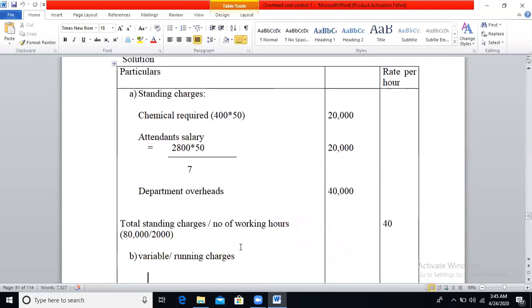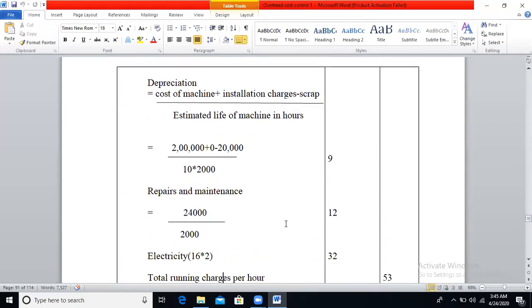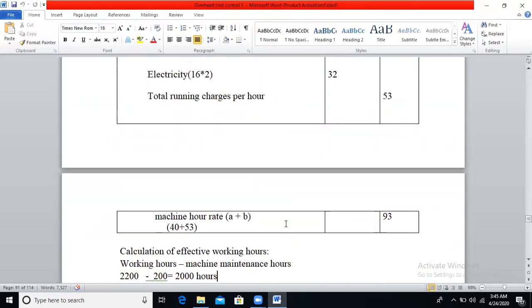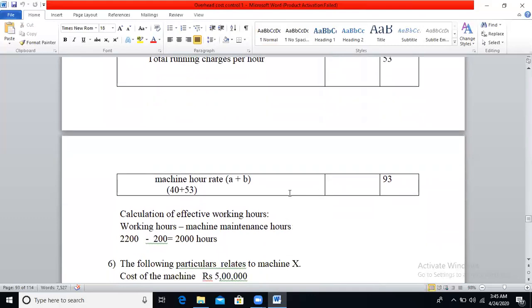So these are the fixed standing charges, and then you have to calculate the total standing charges rate per hour. How to calculate the standing charges rate per hour? Take the total standing charges divided by the number of working hours. So here we should calculate the number of working hours. How to calculate the number of working hours?